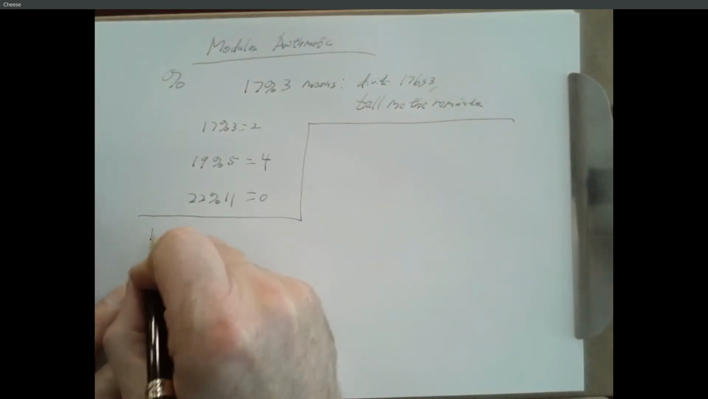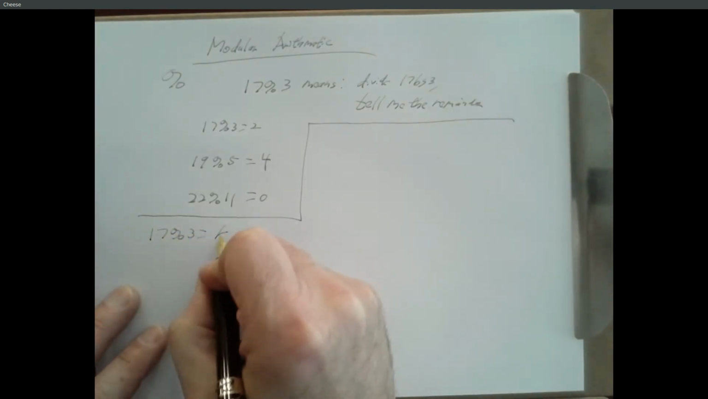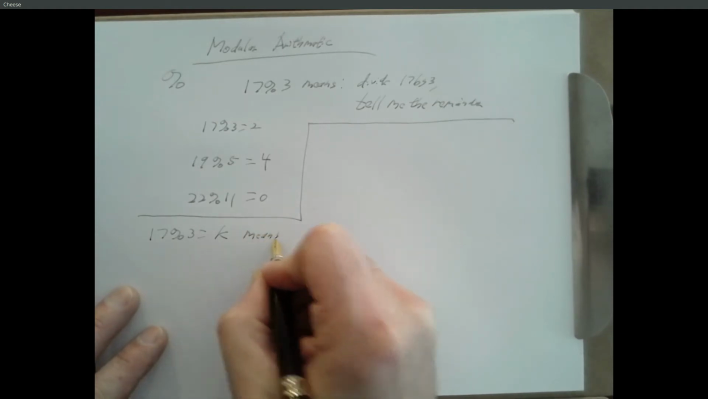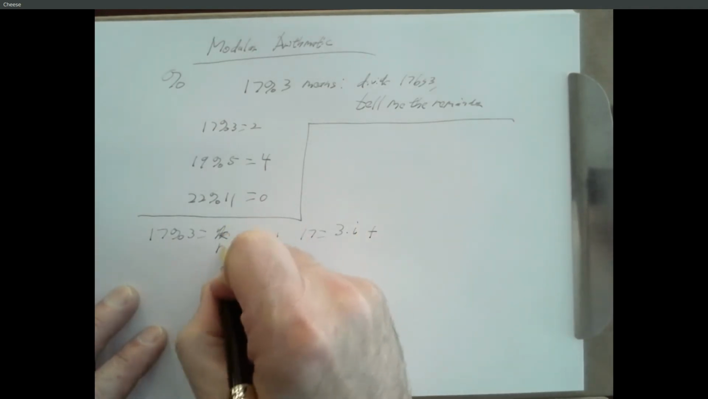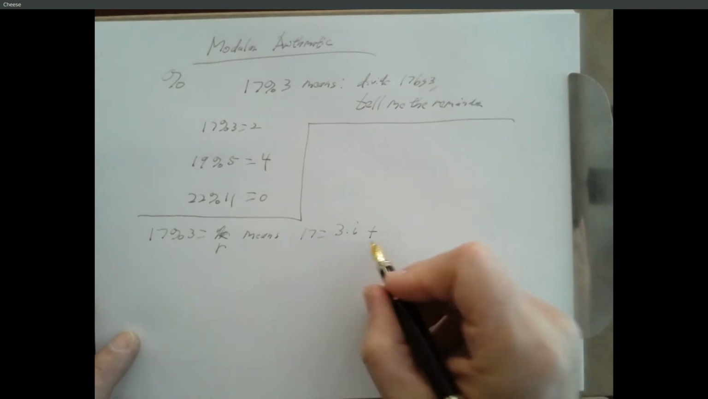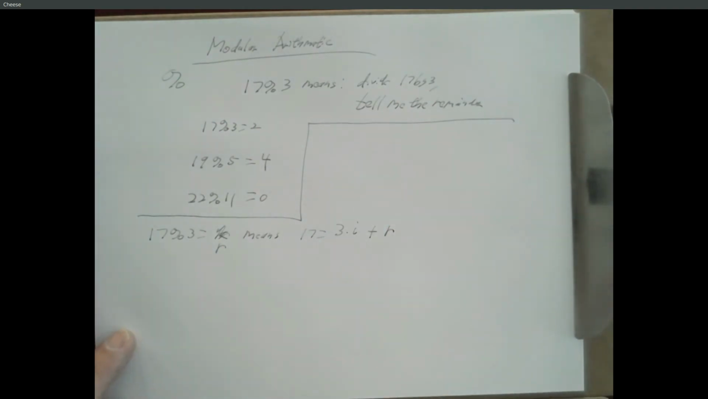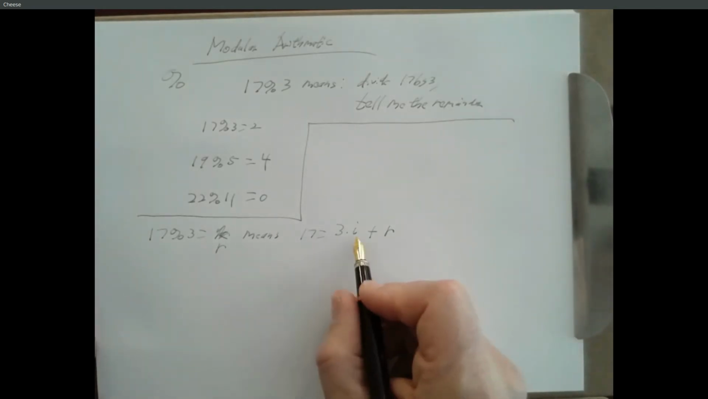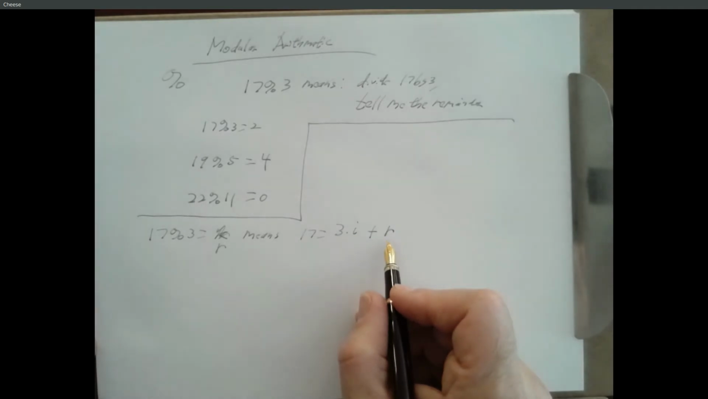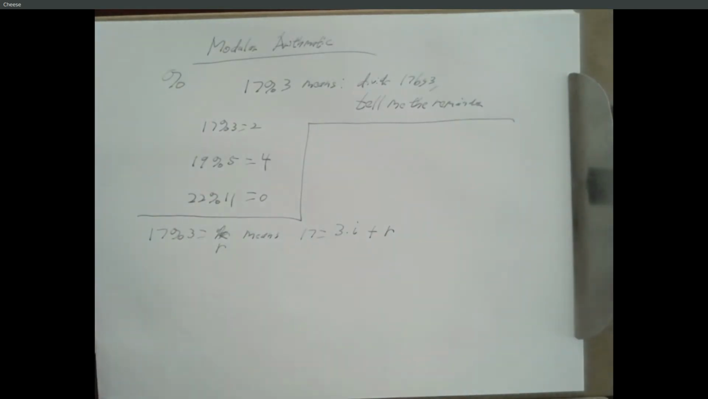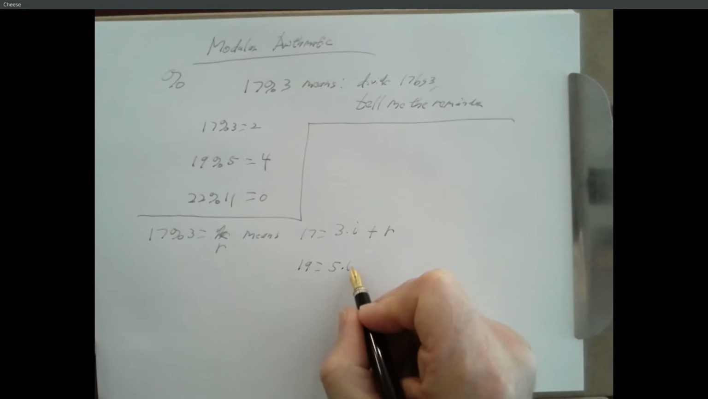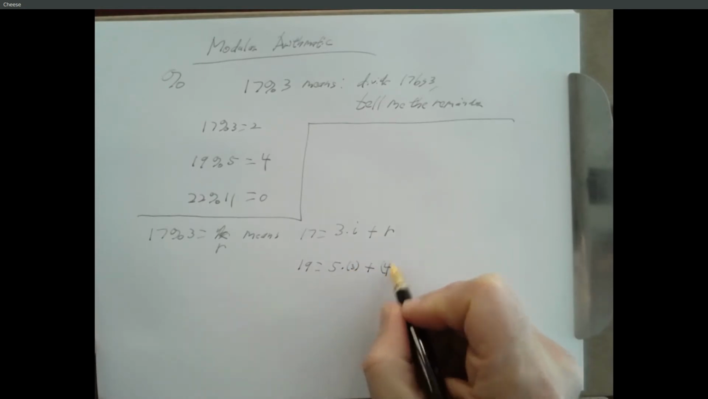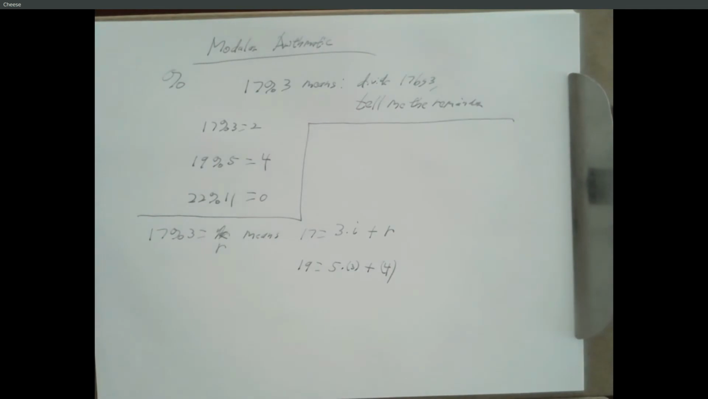17 % 3 equals r means 17 equals 3 times some integer. Let me call this r for remainder. It means 17 equals 3 times some integer plus that remainder. In this case, 17 is equal to 3 times 5 plus 2 left over, so r is equal to 2. That's what 17 % 3 is. 19 can be written as 5 times 3, plus a remainder of 4. So 19 % 5 is equal to 4.